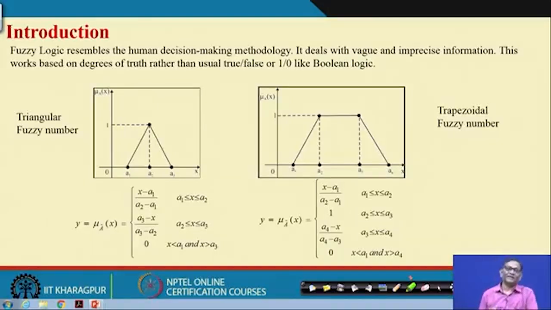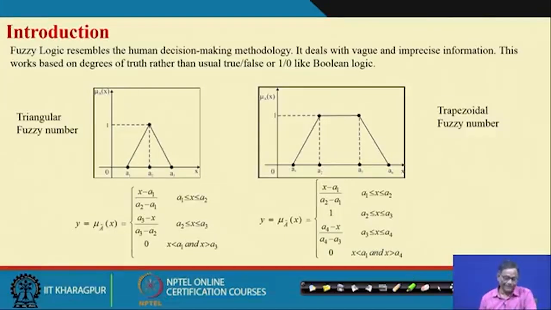Suppose we ask an expert, what is the probability that the operator will commit a mistake in closing a valve? Then it is very difficult for the expert to tell whether it is 0.9 or 0.5 or 0.1. Rather, given the context, he will be able to tell that it is very likely, very poor, something like this. So such information is represented by fuzzy numbers, and in a fuzzy number there are two important things.